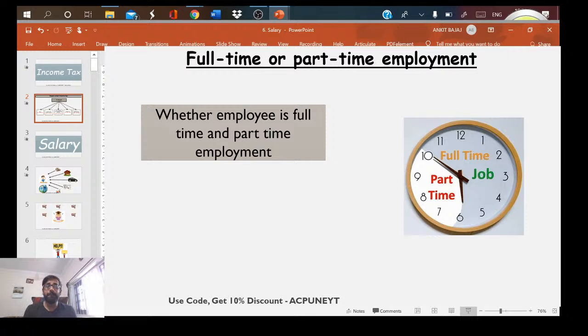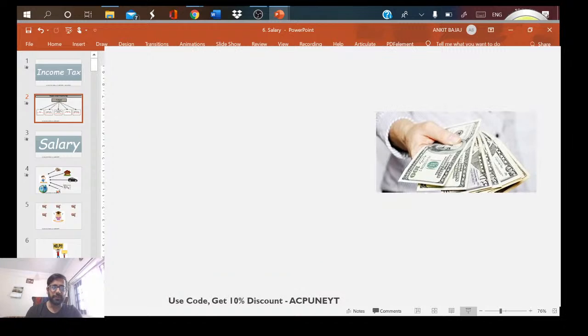There must be an employer and employee relationship. Are you able to understand? There must be an employer and employee relationship. Even though your employment is part-time or full-time, it will be chargeable under salary. Okay, sir, we got it.